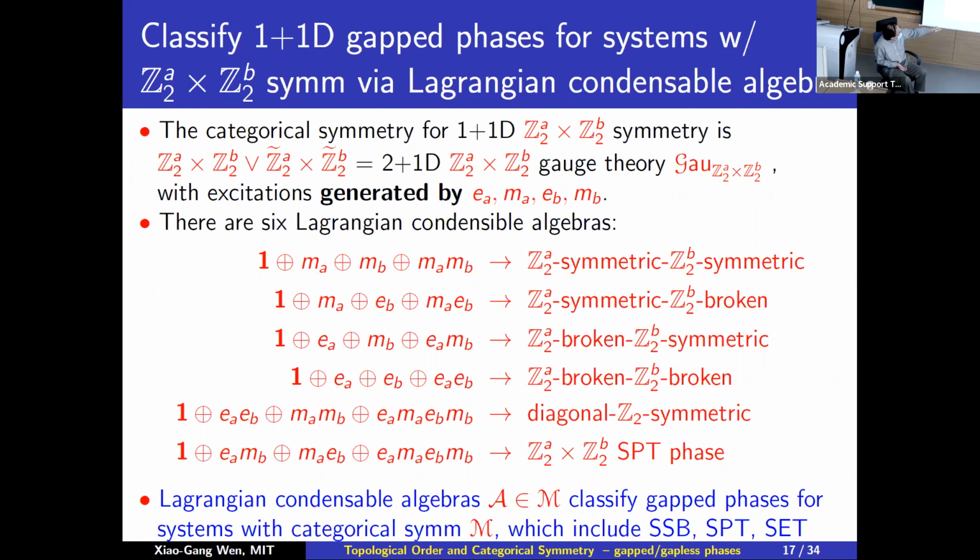Yeah. So the example here is like if EA condensed, that means Z2A would have broken. If EB condensed, Z2B would have broken. If both EA, EB condensed, they both broken. So this is totally too simple how they break.